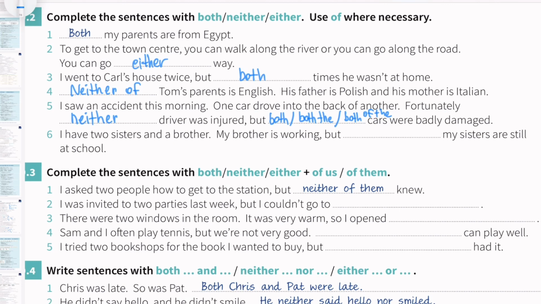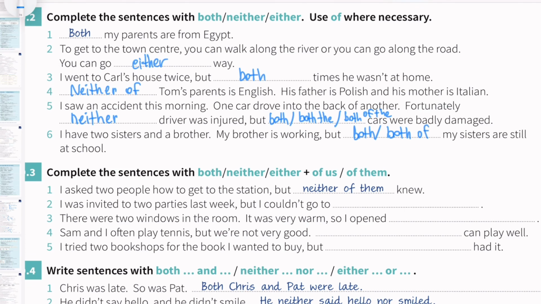And the last one, I have 2 sisters and a brother. My brother is working, but my sisters are still at school. So sisters with S means both of my sisters. You can use both or you can use both of. My sisters are still at school. That's it for the second question.